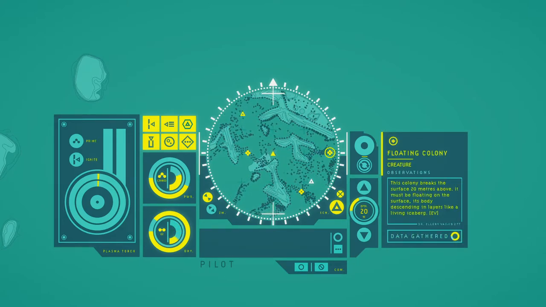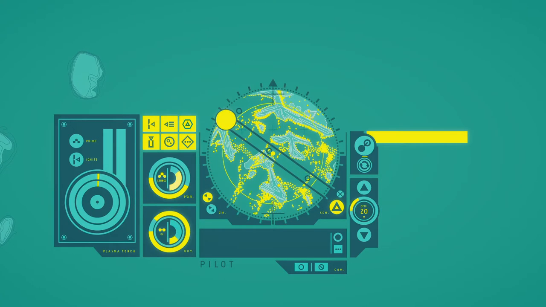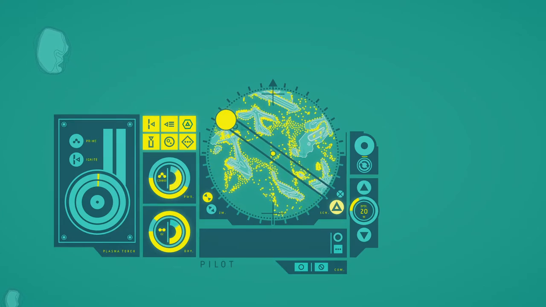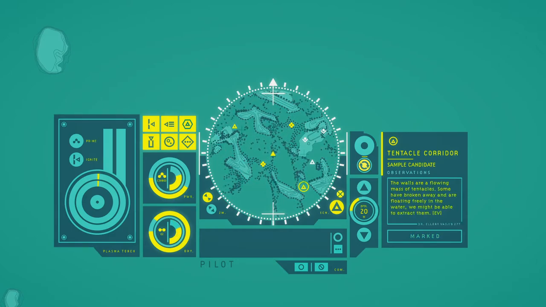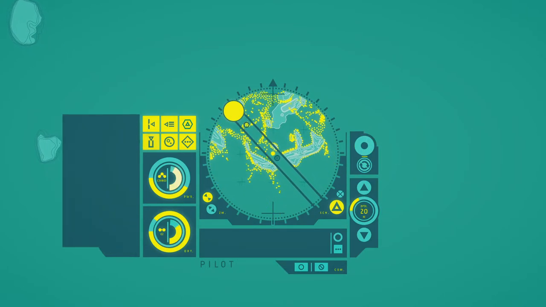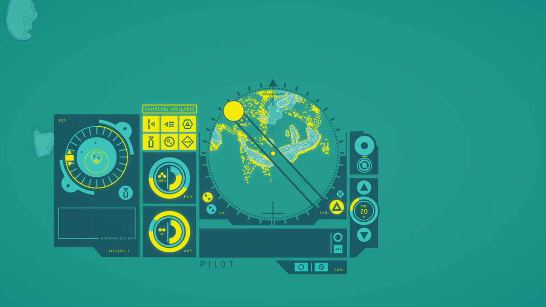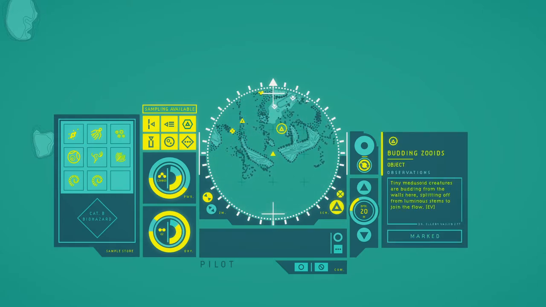This colony breaks the surface 20 meters above. It must be floating on the surface, its body descending in layers like a living iceberg. Between the ragged parts of the facility stretch looping bridges, pumping liquid back and forth from the heart of the colony. The walls are a flowing mass of tentacles. Some have broken away and are floating through the water. Might be able to extract them. Tiny metazoid creatures are budding from the walls here, splitting off from luminous stems to join the flow.